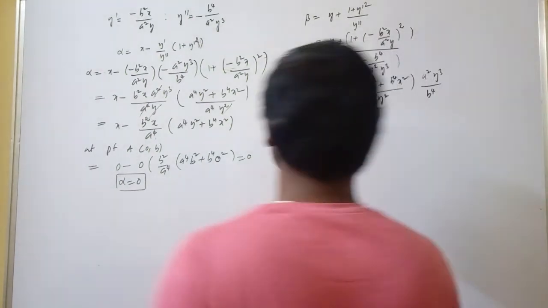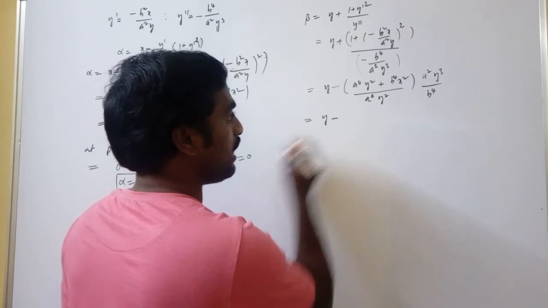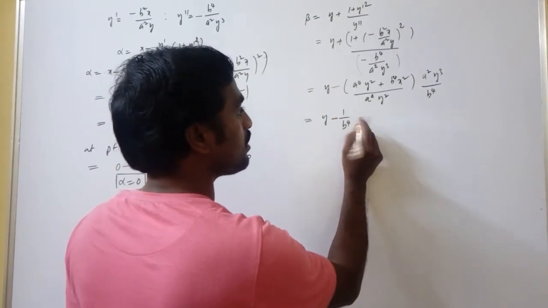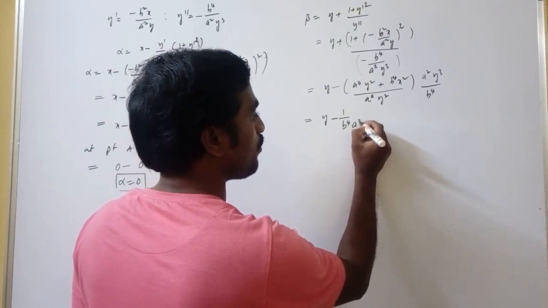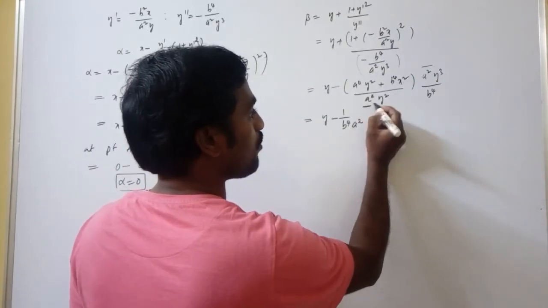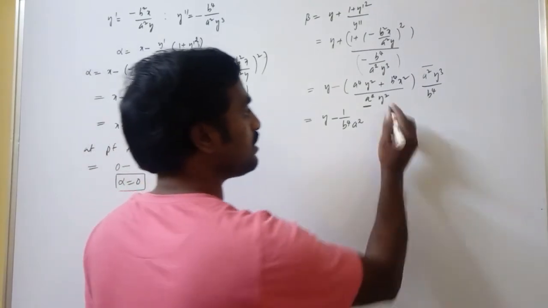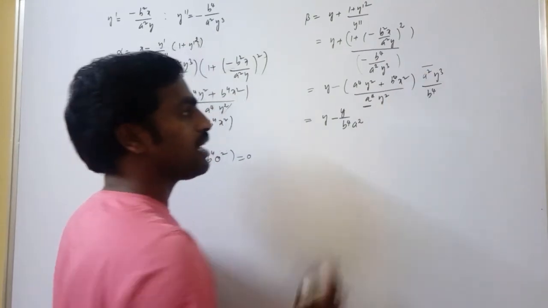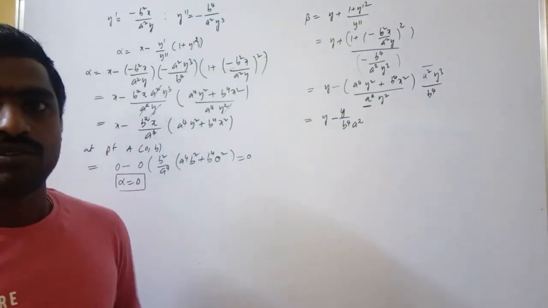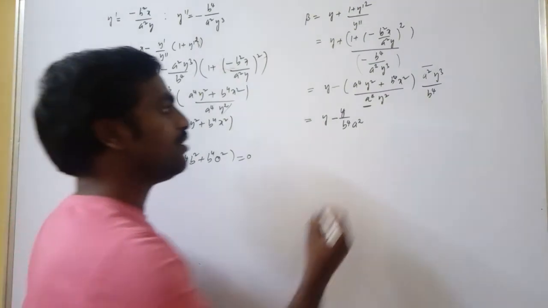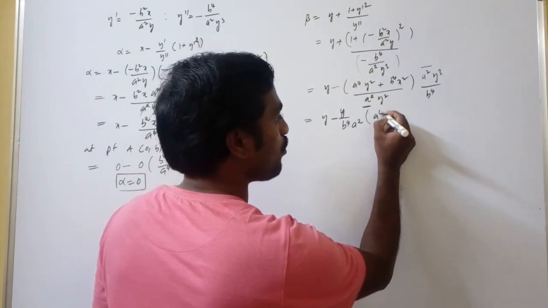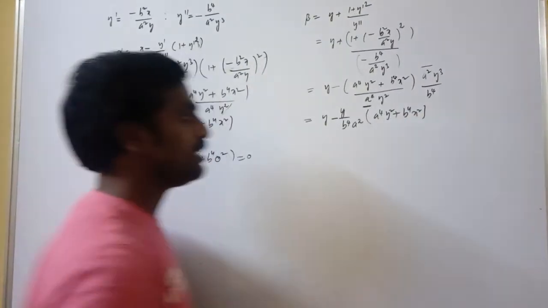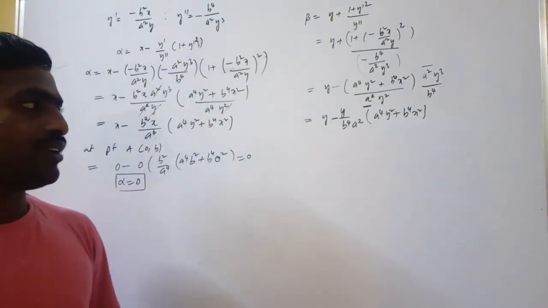So substitute those values, which is equal to y minus 1 by b power 4 into the numerator over the denominator, b power 4 into a power 2, because a square and a power 4 will be cancelled. Next, the numerator is y into y power 3 and y power 2, so two terms will be cancelled. Which is the leading term. Finally you get y into a power 4 y power 2 plus b power 4 x power 2. So after simplification you get this value.